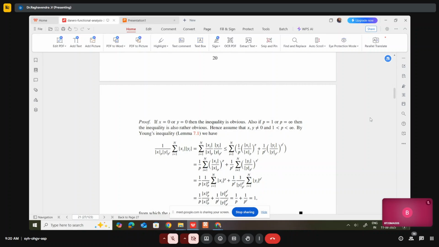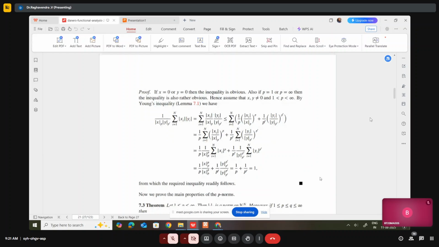So this first summation will be 1 over p. This p norm of x is independent of i, so it comes out. So 1 over p into 1 over the p norm of x raised to p, because there is a p on the top here. And you have summation i equal to 1 to n of |xi| raised to p, plus 1 over p prime, this y p prime. That is the next step. That's a simple calculation.